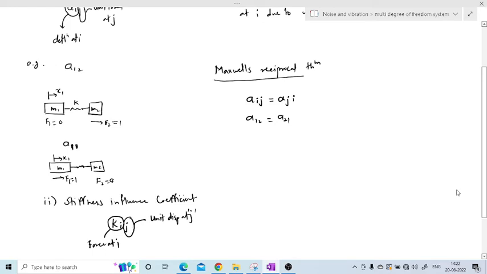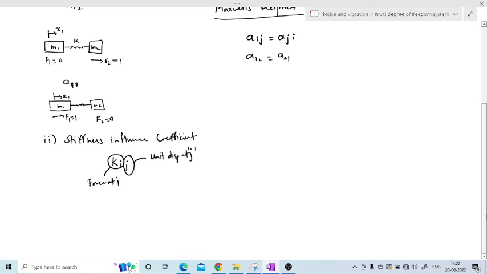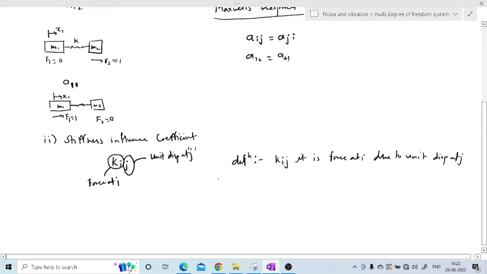I'll write the definition of this one. The stiffness influence coefficient Kij is defined as the force at i due to unit displacement at j. So it is completely opposite to Aij, the influence coefficient. Now we'll consider one example for this case.